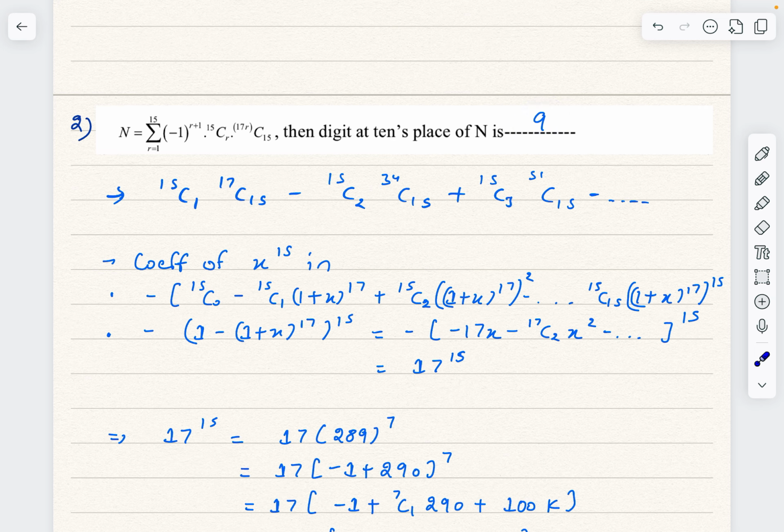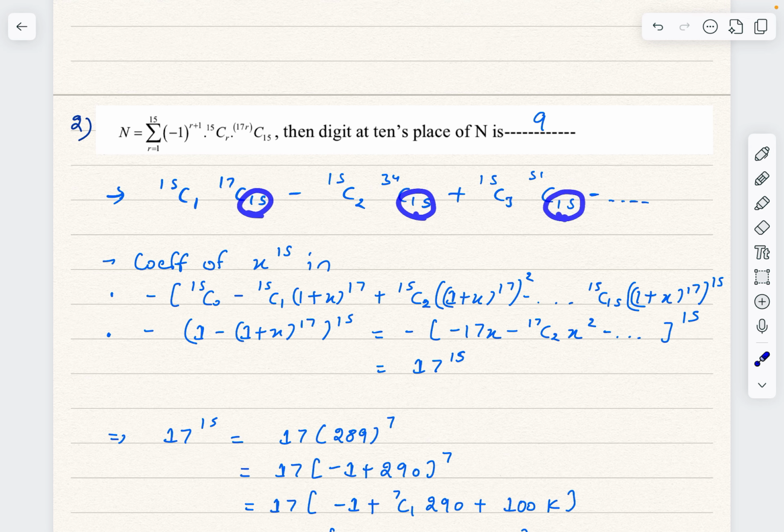See, first of all, just write the series that we have to find out. It'll give you an idea how to start the problem. Just put r as 1, you get 15C1, 17C15. Put r as 2, we get 15C2, 34C15. Put r as 3, get 15C3, 51C15, and so on. You see, this thing is constant here.